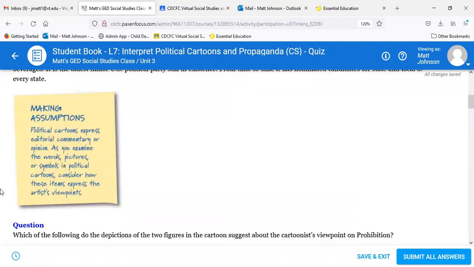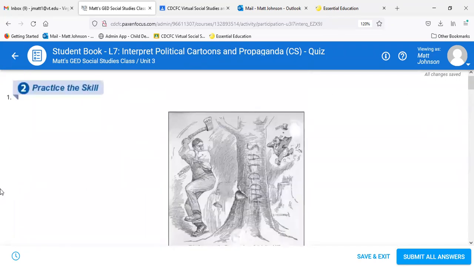All right. And so the text here, right, says political cartoons express editorial commentary, just like I said, or an opinion. As you examine the words, pictures, or symbols in political cartoons, consider how these items express the artist's viewpoints and how different individuals, like I mentioned too, are represented within that illustration, right? And like I said here, the woodman is the big, strong guy representing sort of the population, and we have the sort of little chubby, short politician, right, who's sort of taking advantage of his status and his office, and that's coming back to haunt him now.